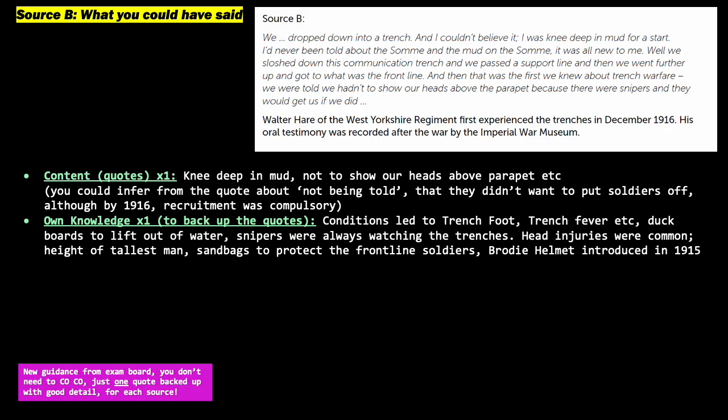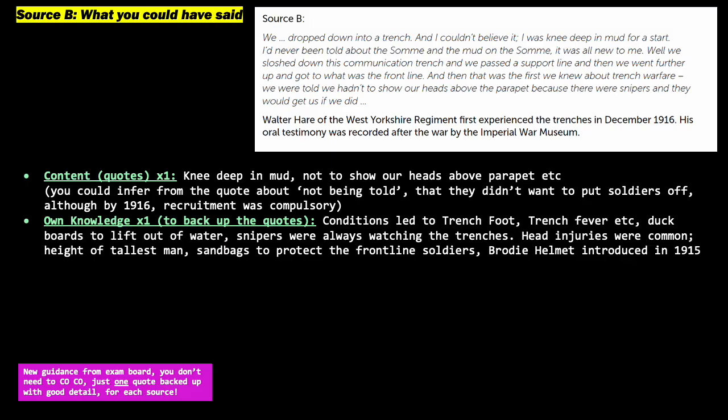You know the conditions that lead to trench foot, so tell the examiner. Don't leave it to be implied, assuming they know what causes trench foot. Tell them. This is your own knowledge, and trench fever, of course, as well. Maybe talk about the duckboards a little bit. They try to lift them out of the water. Snipers were always watching. Talk about what you know about the snipers.